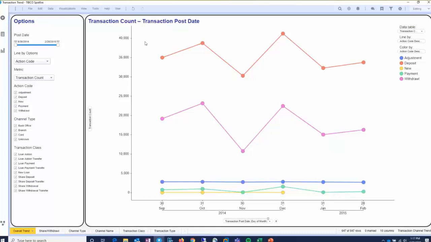So let's move on to the transaction trend dashboard. This is another one that comes standard with our transaction connector, which you already have.